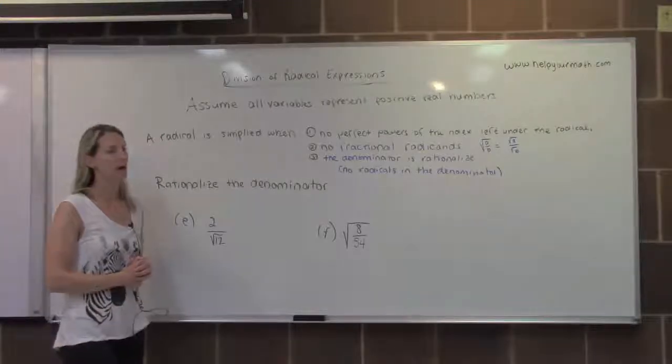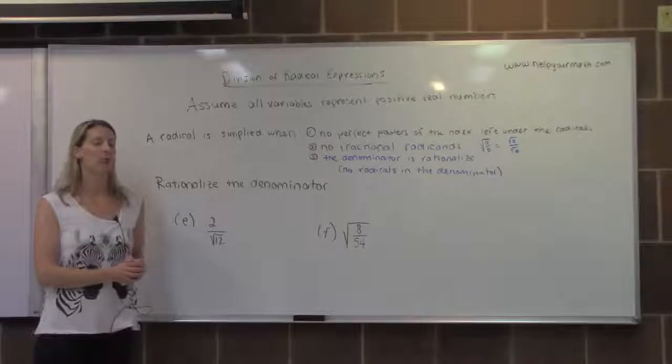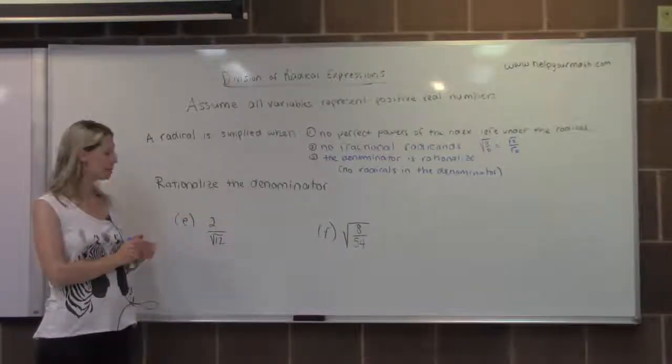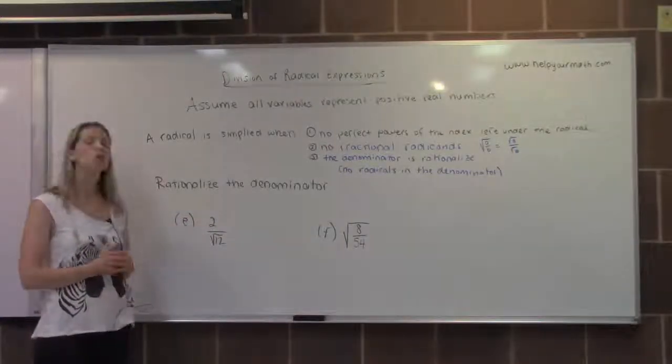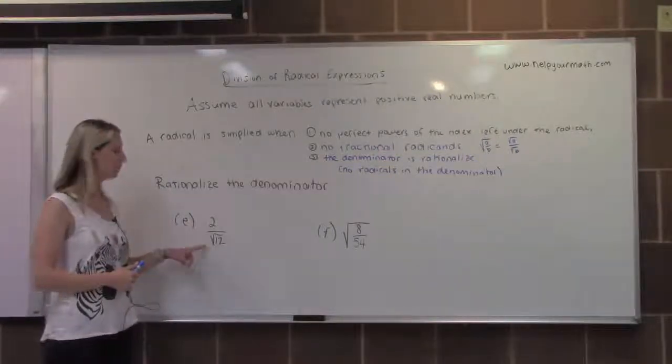Taking this up a notch with rationalizing the denominator, let's look at cases. In all the previous examples, they were all prime numbers. I want to look at something that's not a prime number. So here in letter E, we have 2 over the square root of 12. We can't simplify because 2 is not under the radical and 12 is.